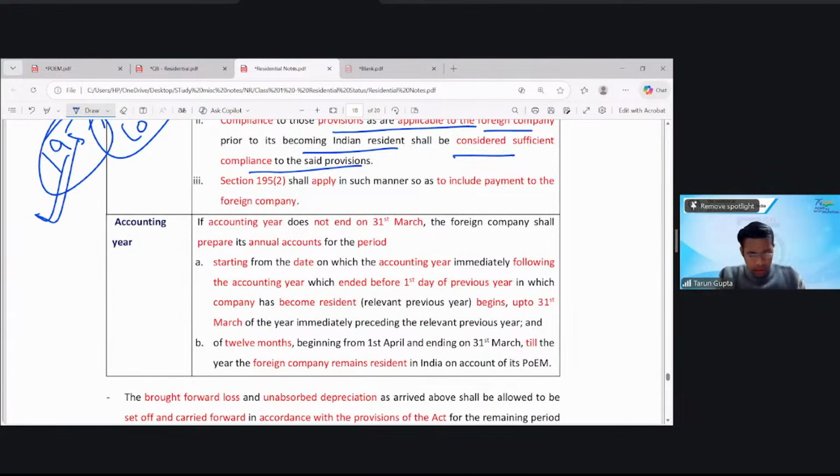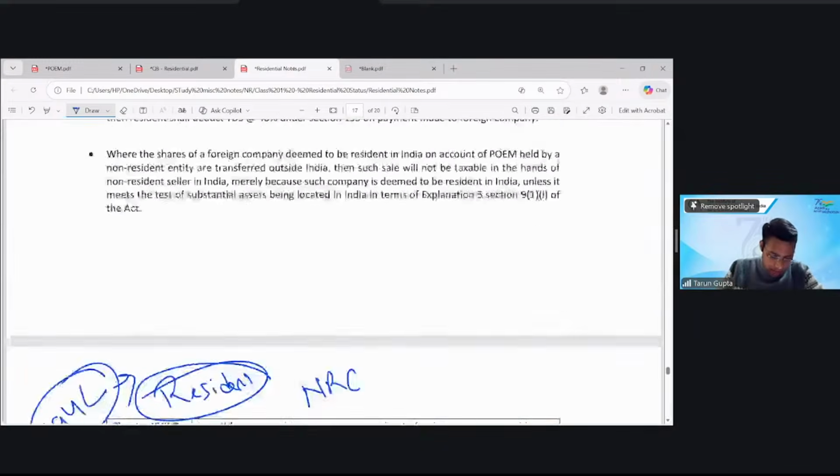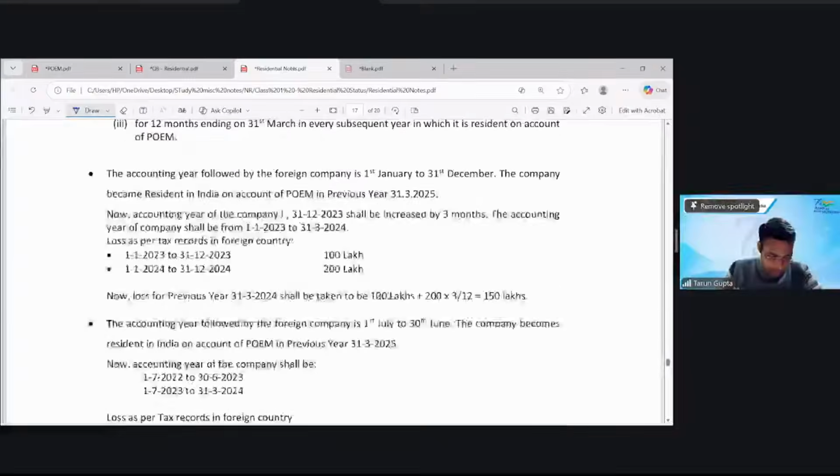Now accounting year. This is important. What happens is that there generally is a situation where the company in its home country is not following the financial year concept. Maybe there is some different year, maybe a calendar year or some different year in such country. Then how to align it? So what does the law say? Let's do it by example.